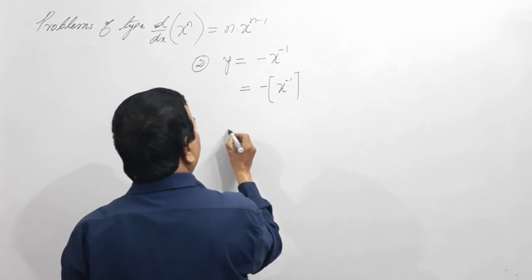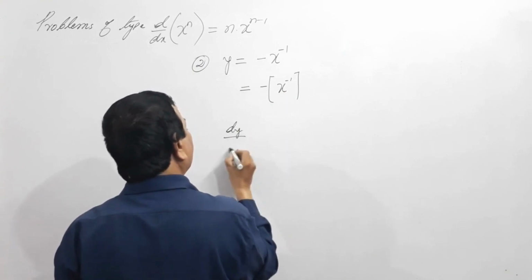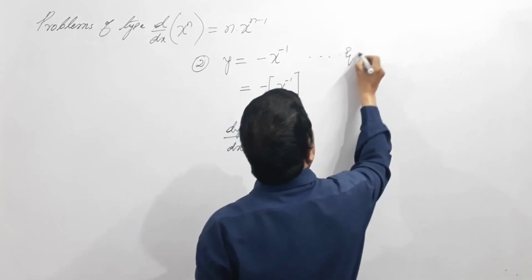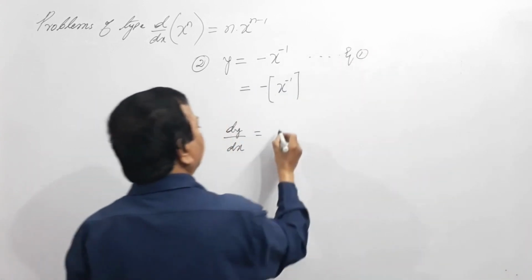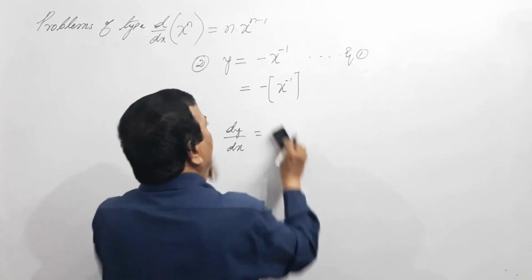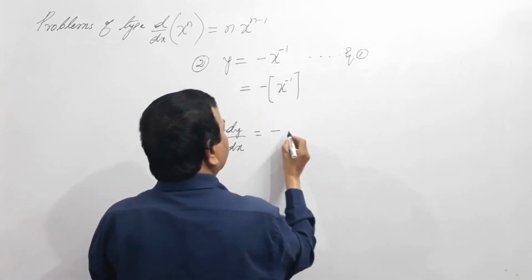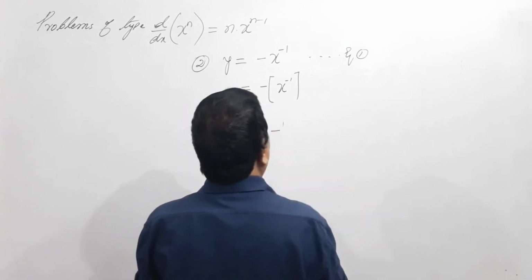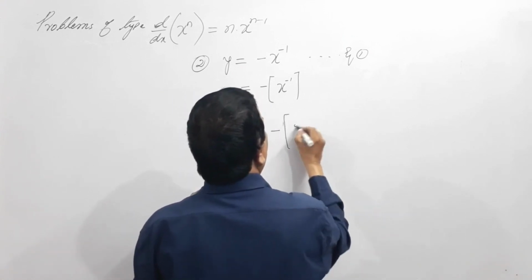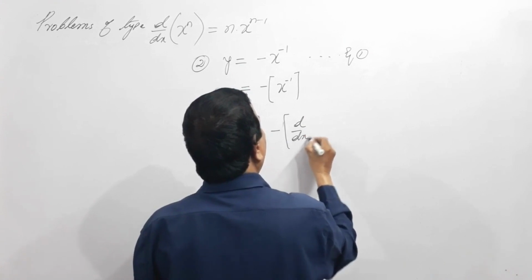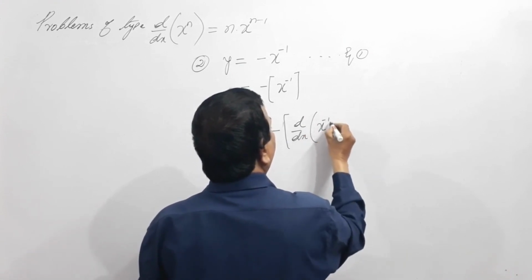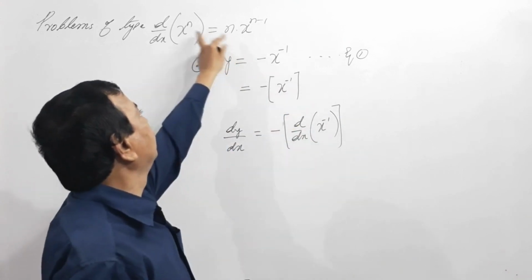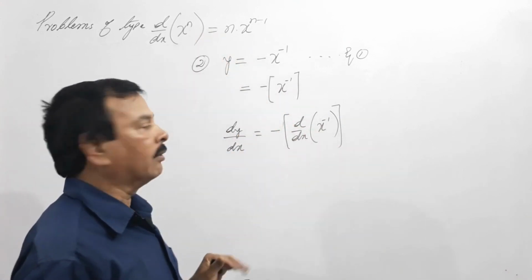So dy by dx of this, I call this as equation 1. So dy by dx is equal to, I take this minus sign here, minus I'll take so that you will not get confused. I'll add a square bracket. So d by dx of x to the power of minus 1. See, now this is a standard form. So I have brought it to standard form.